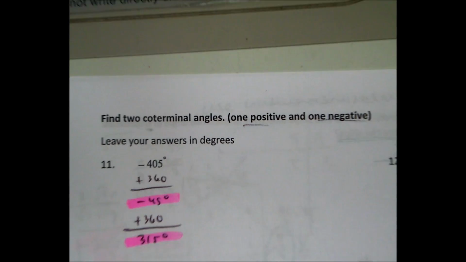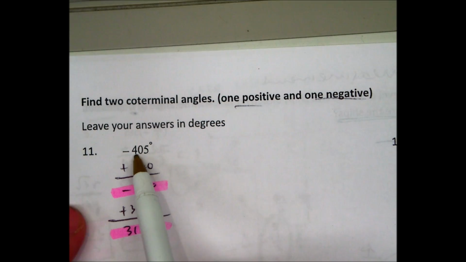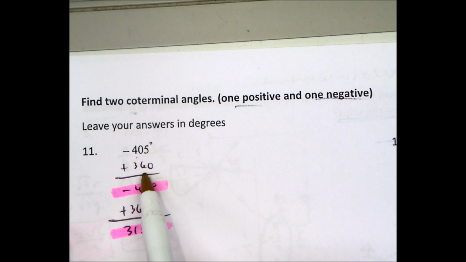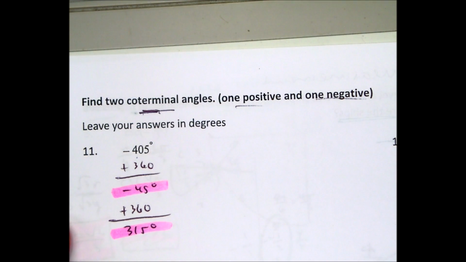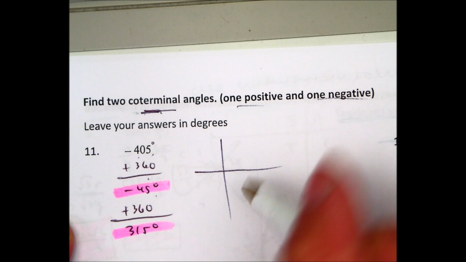Find two coterminal angles, one positive, one negative. Well, it gives me a negative angle, and if I add 360 degrees, that's what coterminal means. It basically means same position, right? We'll be in the same quadrant. So negative 405 degrees, if I add 360, is the same as negative 45. They'll be in quadrant 4 here.